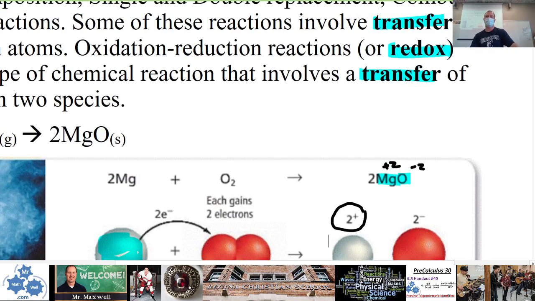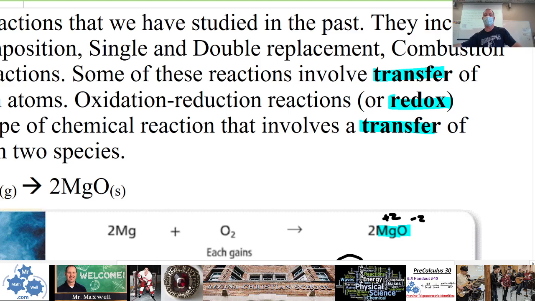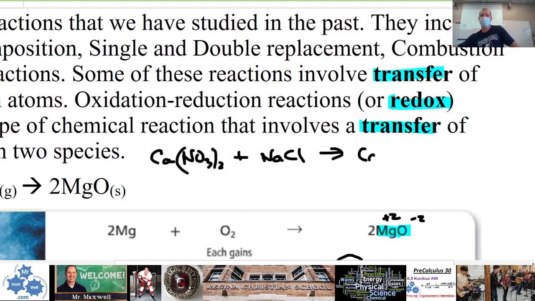We talked about types of reactions. And again, as I mentioned, the single and double replacement, oftentimes single and double replacement are not redox reactions. You don't have to write this down, but if we had something like Ca(NO3)2 plus NaCl, and that produced CaCl2 plus NaNO3. Okay, we'd have to balance this, 2 here and 2 there. Okay, that looks balanced to me.